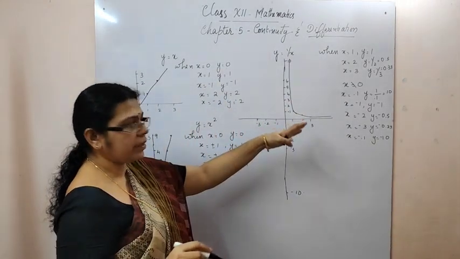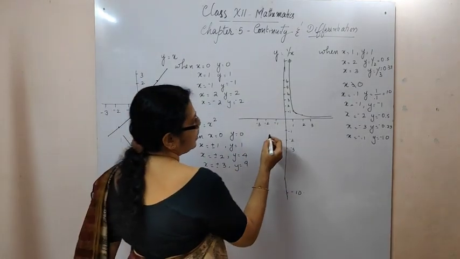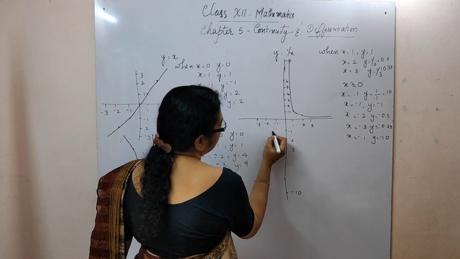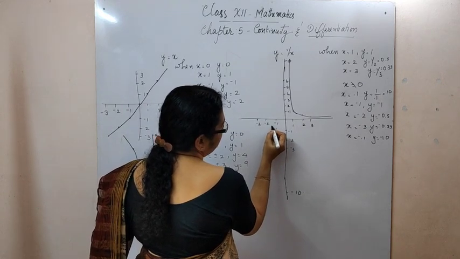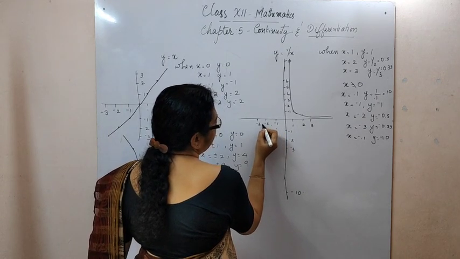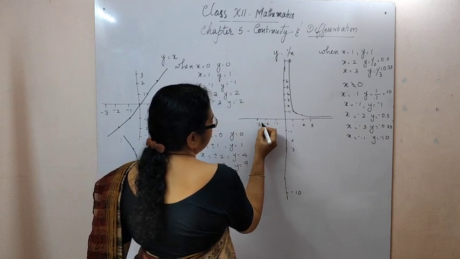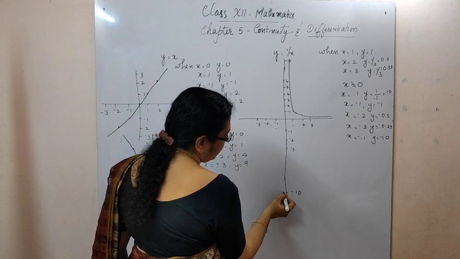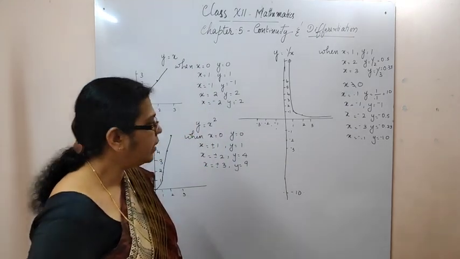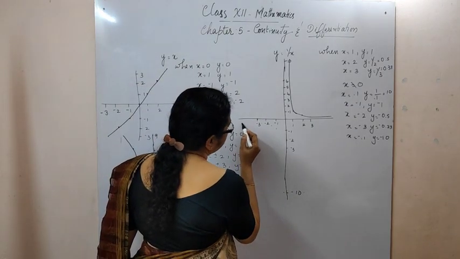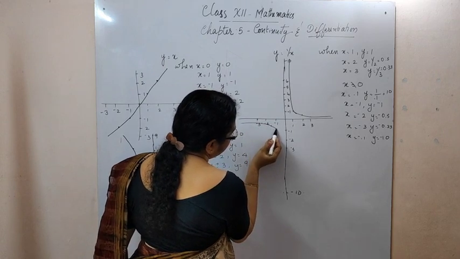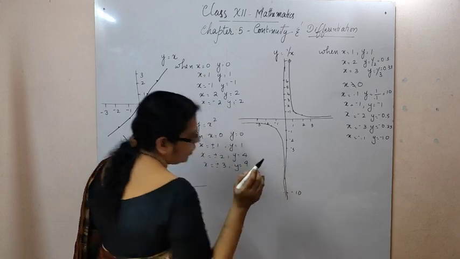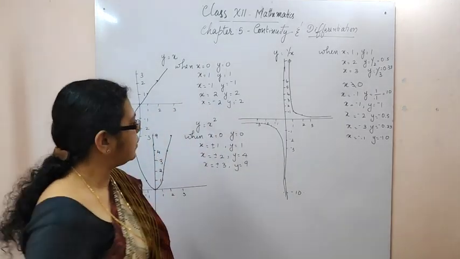Now see, let me mark the negative values. x is equal to minus 1, y is equal to negative 1, x is equal to minus 2, y is equal to negative 0.5, negative 0.33, right? And when it is minus 0.1, it is minus 10. When I complete the graph, what do I get? This graph comes like this, right? It is coming closer to minus 10 and it is like this.